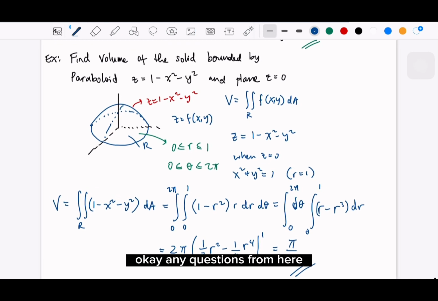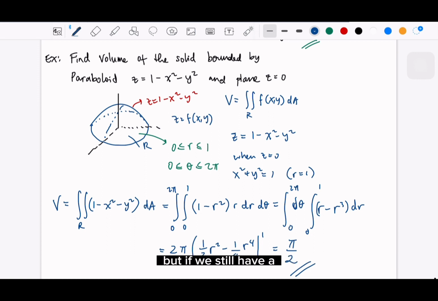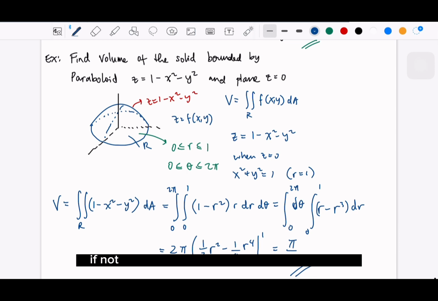Any questions from here? Okay. So I think we can finish the chapter today, or have more practice tomorrow and add another topic that is about the change of variables, or the Jacobian transformation. But let's see if we have time. If not, then we just have a normal exercise.